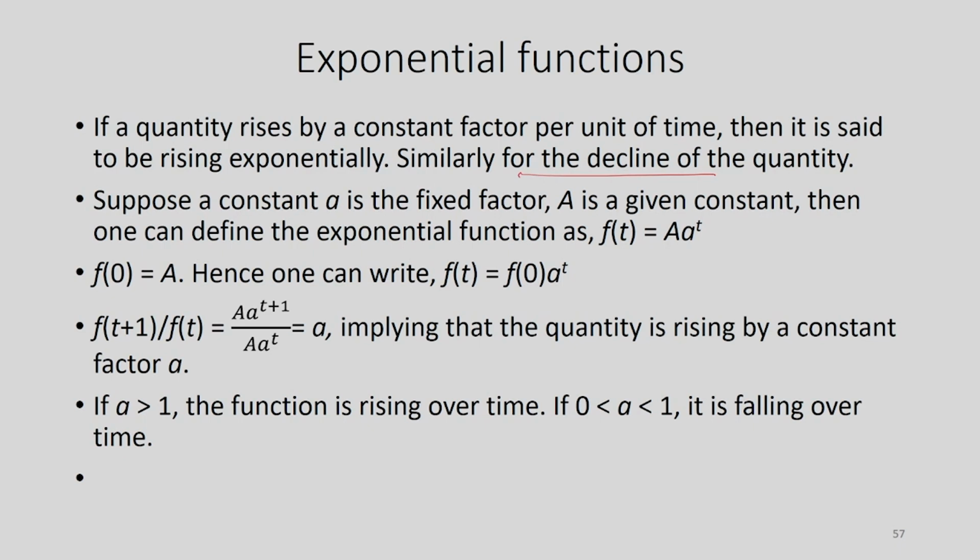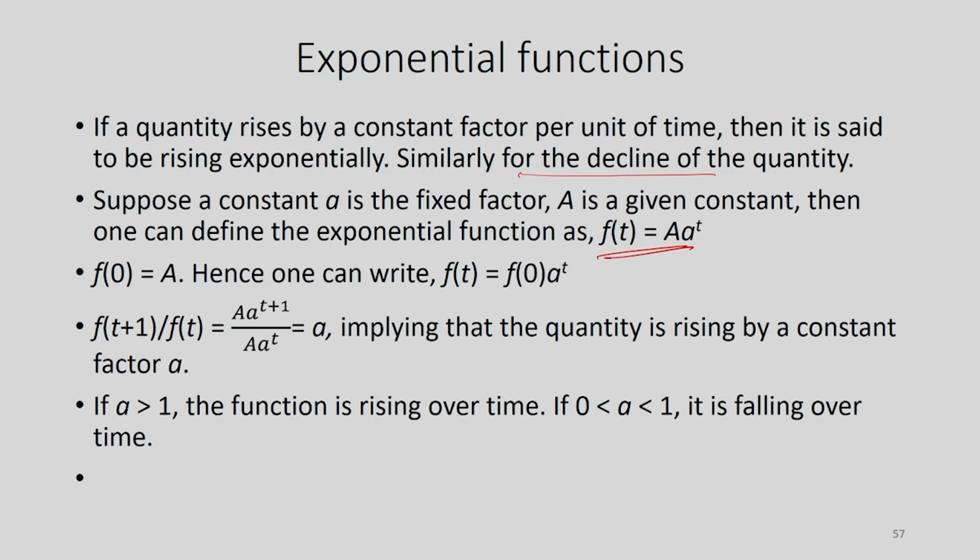Suppose a is a constant, that fixed factor, and capital A is a given constant, then one can define the exponential function as f of t is equal to capital A multiplied by small a to the power t. So, again just to repeat, here I am taking t as the independent variable, and therefore this quantity is changing, and if it is changing by a constant factor, we call that an exponential function.